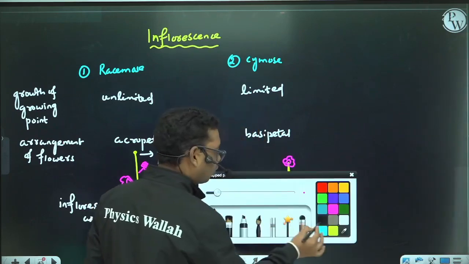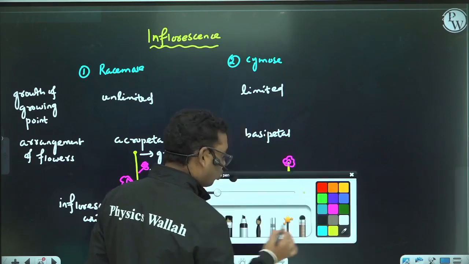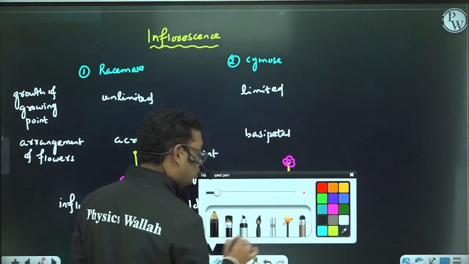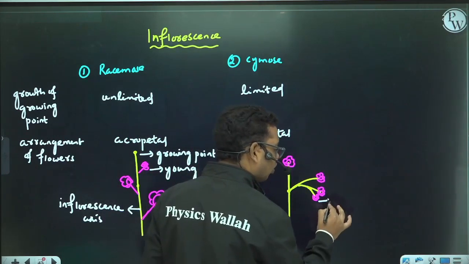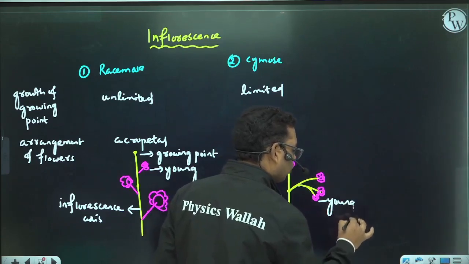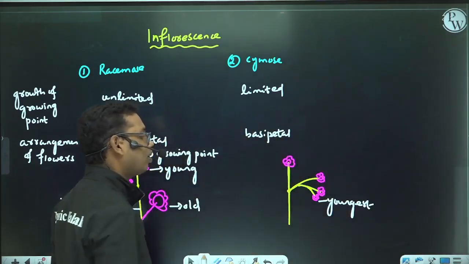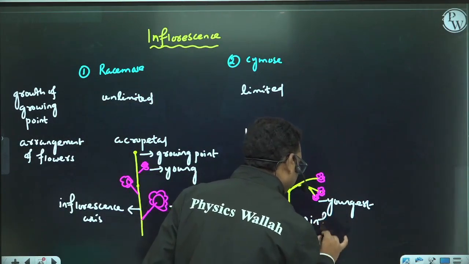And from this point one growing point will develop, and it will grow and finally convert into a flower. So you can see this is the oldest flower and this is the youngest flower. The youngest flower is present towards the base, and this type of inflorescence shows basipetal arrangement. And this is the inflorescence axis.